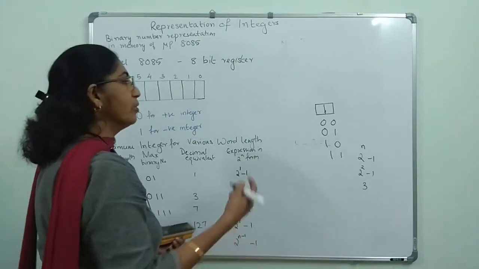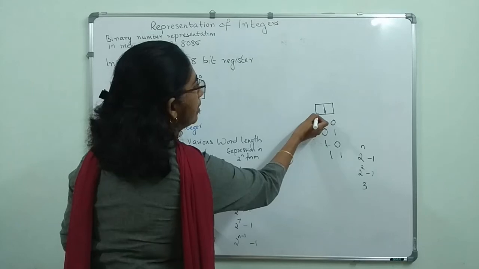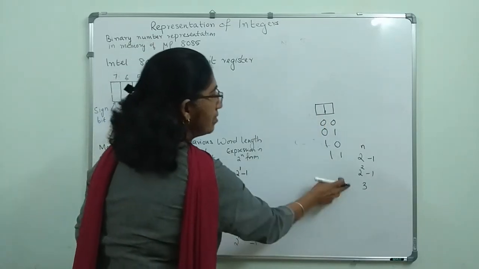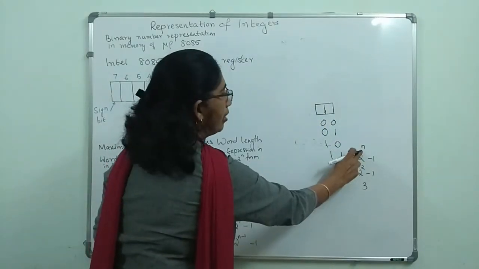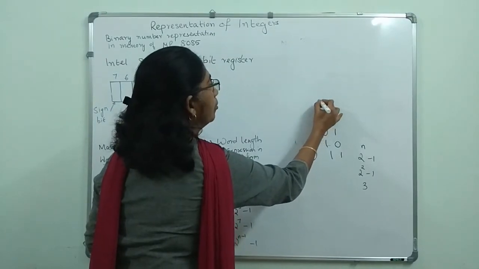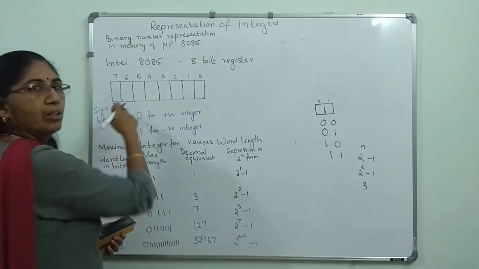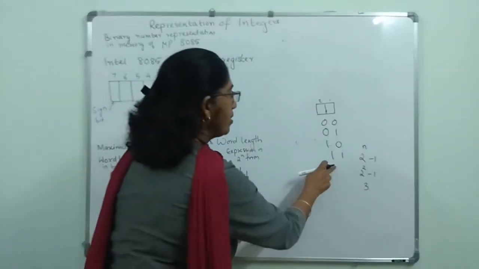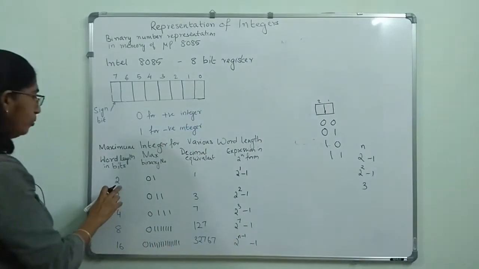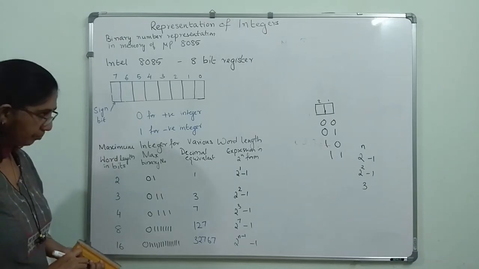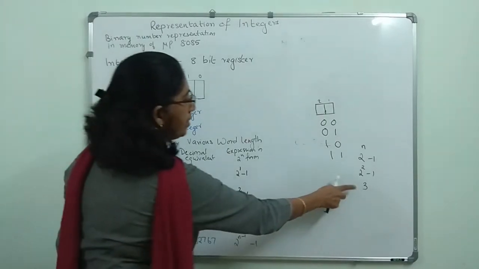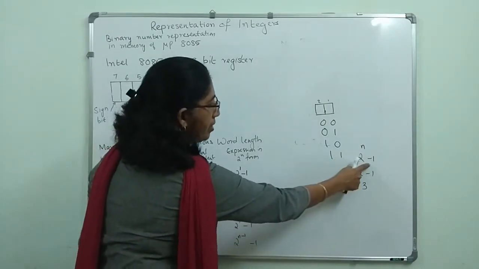Like that, if you keep on adding the number of bits according to the value of n, this is n equal to 1, n equal to 2. Like that if you go on, you can find out what is the maximum number possible. So for an n-bit word, the maximum it can represent is 2 raised to n minus 1.